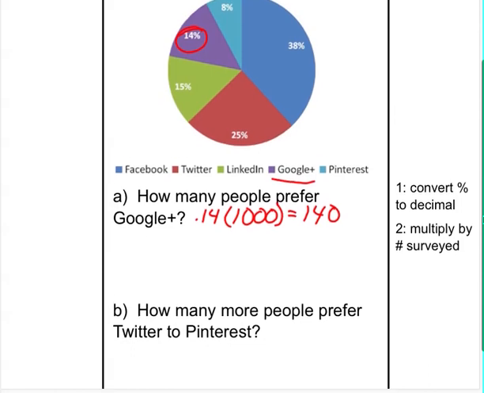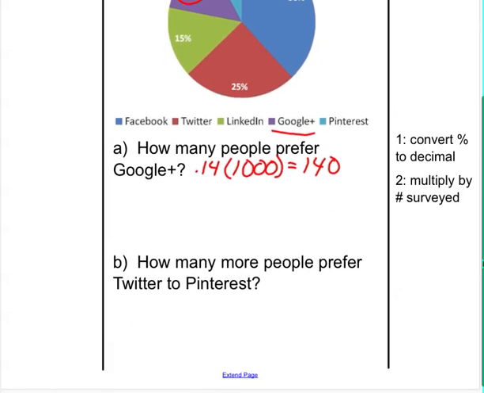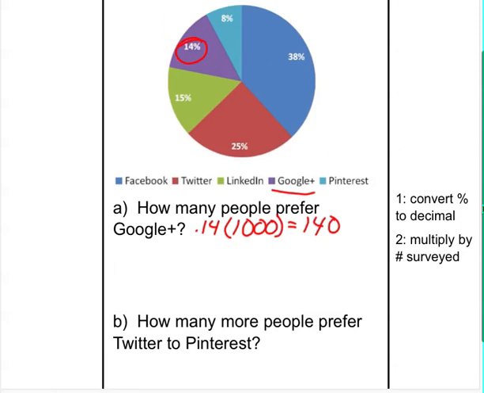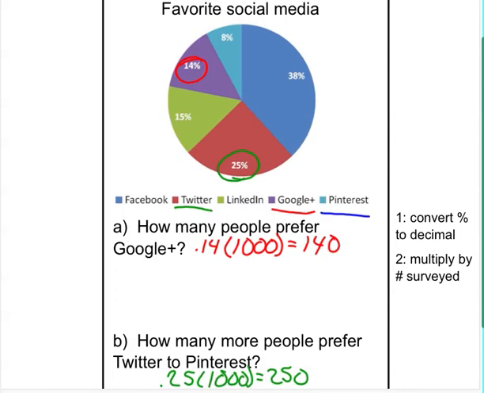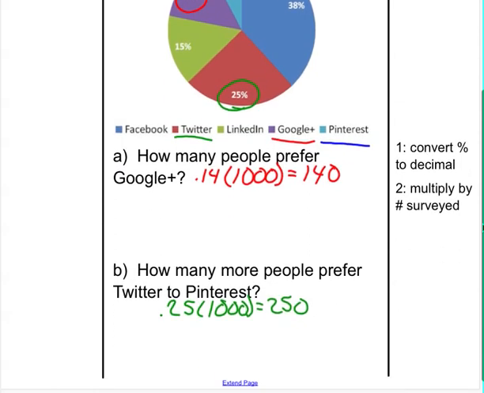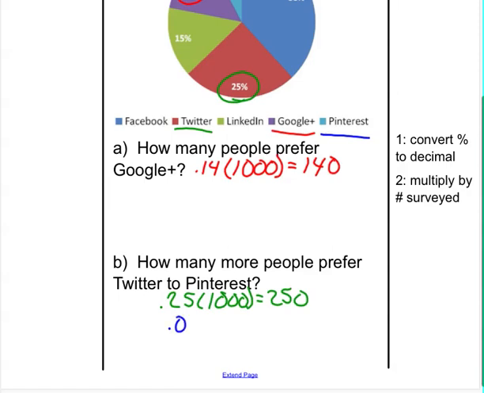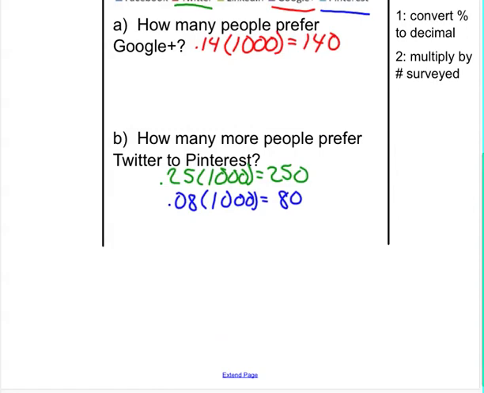Similar question for part B, how many more people prefer Twitter to Pinterest? So we find the group that prefers Twitter. So that's the red section, so that's 25%. So we convert that to a decimal, multiply by the 1,000 people surveyed, and that gives us 250 people. Then we find how many preferred Pinterest, and that was the light blue section, or 8%, converting 8% to a decimal, multiplying by 1,000, and we get 80 people preferred Pinterest.